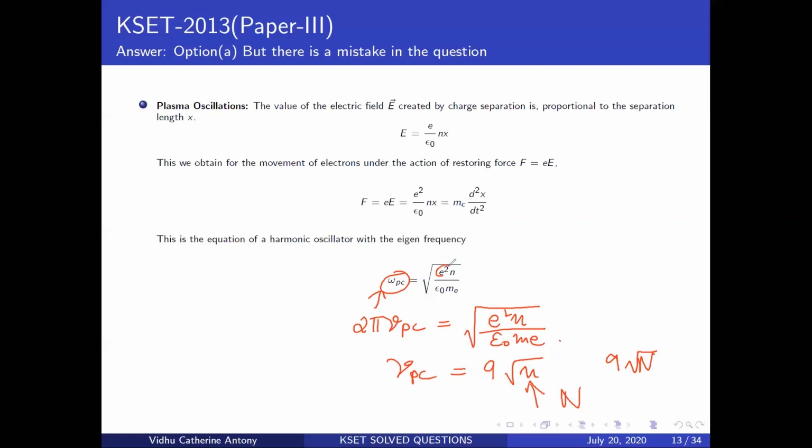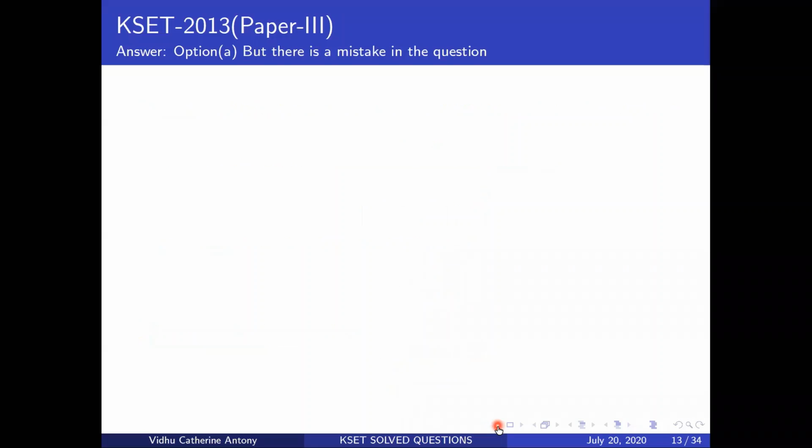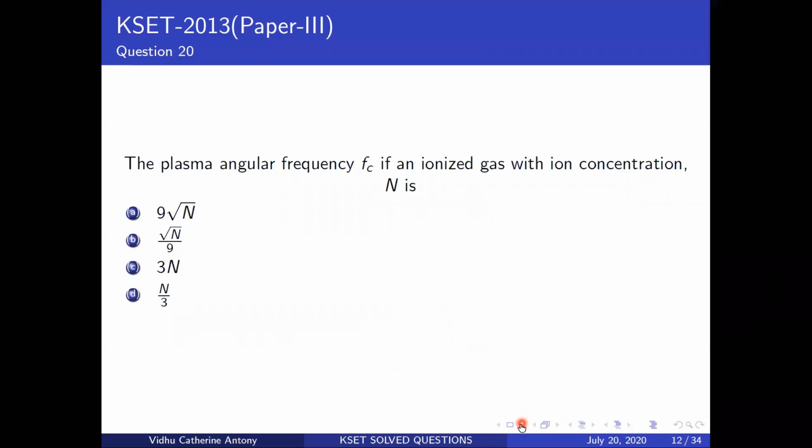All these are constants. E squared is a constant, epsilon naught is a constant, me is a constant. So you can just substitute them and try to calculate FPC. The problem with the question is that they've asked for angular frequency, omega PC, but they've actually given FPC in the options. So that's the issue with this question.